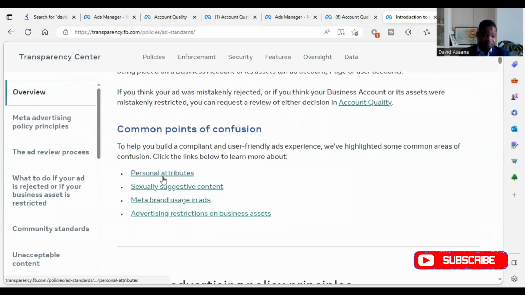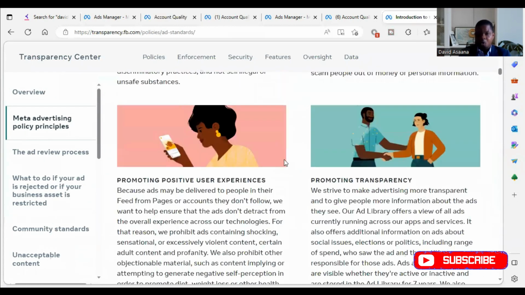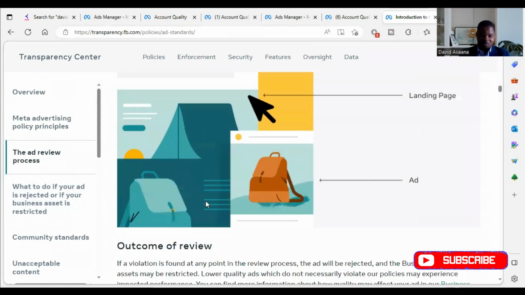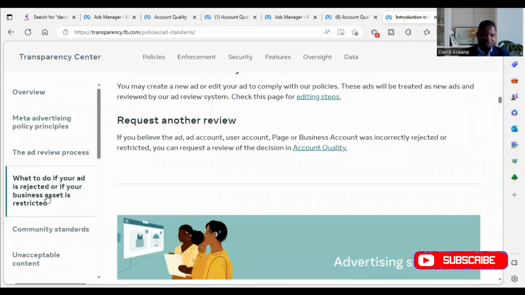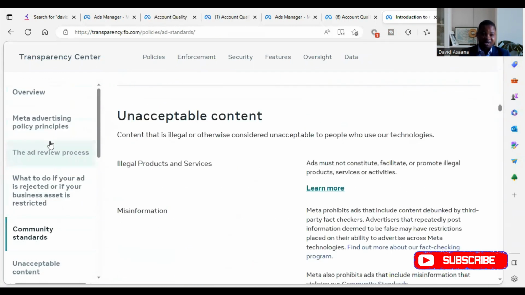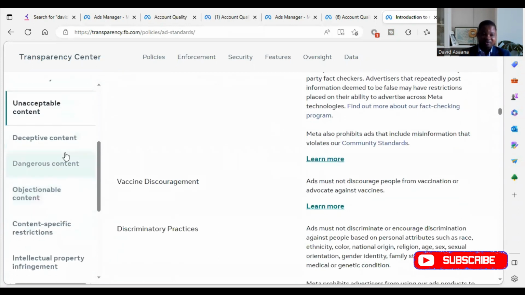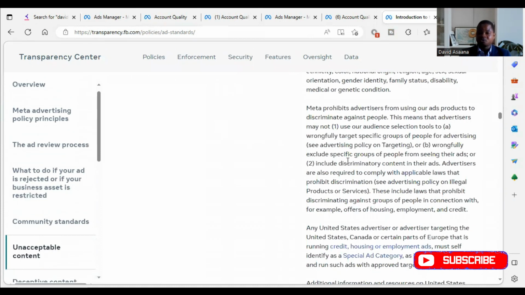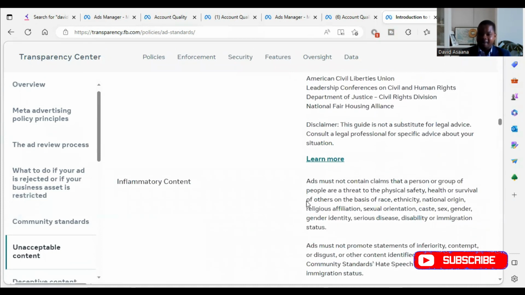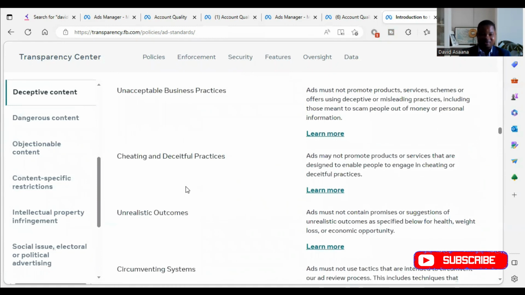We have personal attribute policy, sexually suggestive content, meta brand usage in ad, advertising restriction on business assets. Take time to go through all these that you are seeing here. Understand the law. Understand what is allowed and what is not allowed. Because if you don't, you are definitely going to make a mistake, and either your account or your page will be restricted. And if you repeatedly violate, you will get a permanent restriction. That's why you can't even advertise again on Facebook.